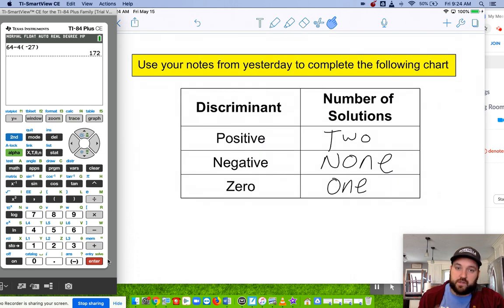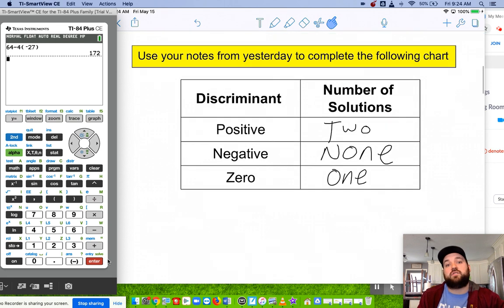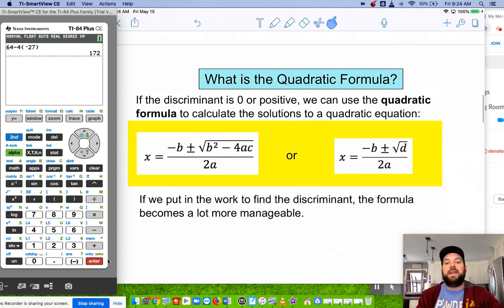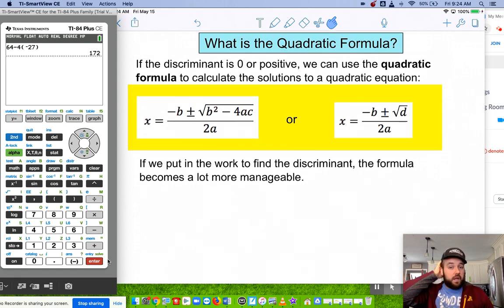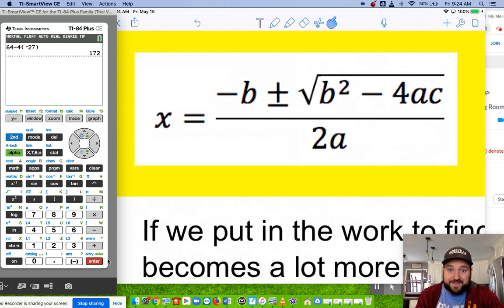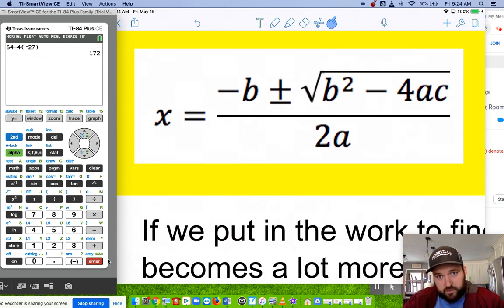Okay? So what we're going to get into today is how to actually find those solutions. And in order to do that, we're going to use what's called the quadratic formula. Now, there's a ton of videos on YouTube that you can search. If you just Google or YouTube quadratic formula song, there's hundreds of videos of ways to remember this equation.